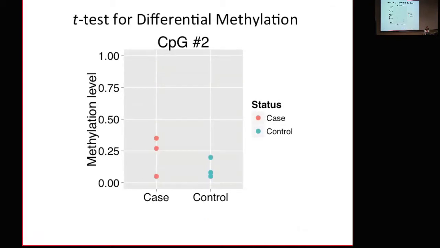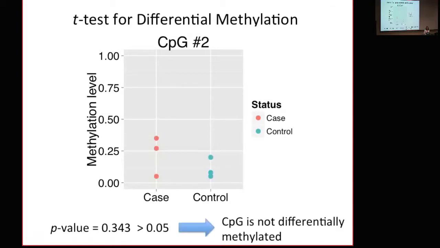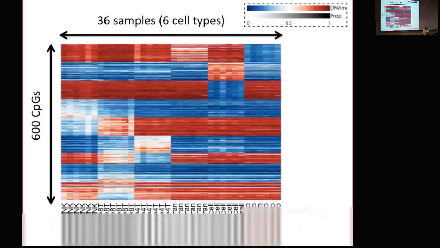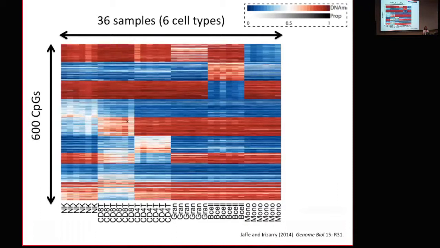So let's consider a different CpG. We can go through this process again, compute the average methylation status of the cases and the average methylation status of the controls, calculate the difference, plug this into a t-test, and it would say the p-value is 0.343, which is larger than 0.05. Therefore, we would say this CpG is not differentially methylated at a 0.05 alpha level. You're familiar with this. So that's the idea. Now, say we did this analysis for each CpG site in the entire genome, and then we ranked all the CpGs by how statistically different they are. Does that make sense? So we did this hundreds of thousands of times, and we found the top 600 CpGs.